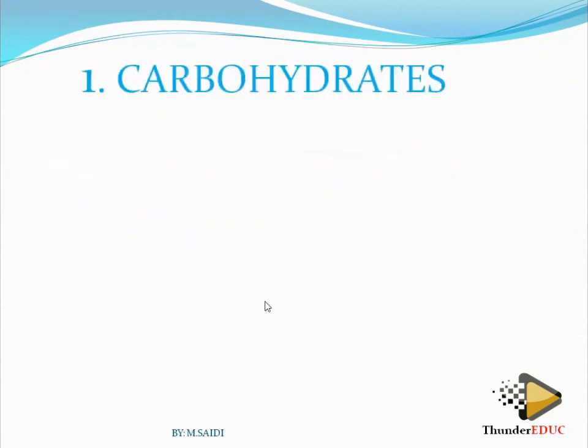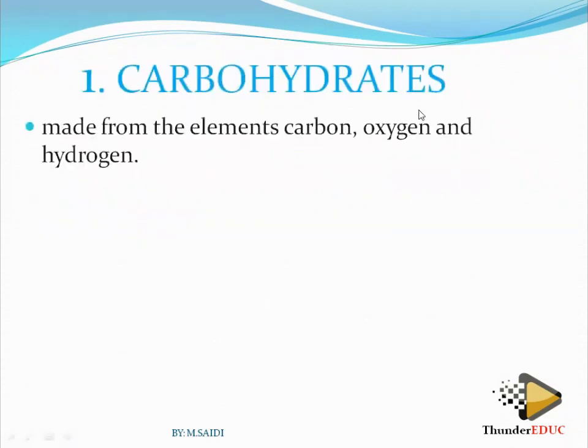So now let's look at carbohydrates in detail. These carbohydrates are made up of carbon, oxygen, and hydrogen. Actually, their name carbohydrates is derived from the elements it's made up of. It's only carbon, oxygen, and hydrogen, no extra molecule. It is carbo, which means carbon, and hydrate. Hydrate is derived from water, which is made up of oxygen and hydrogen.